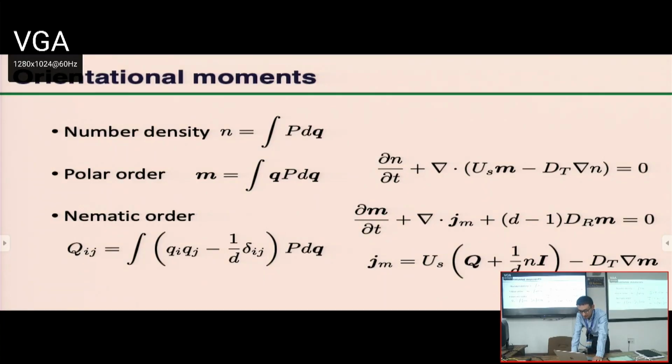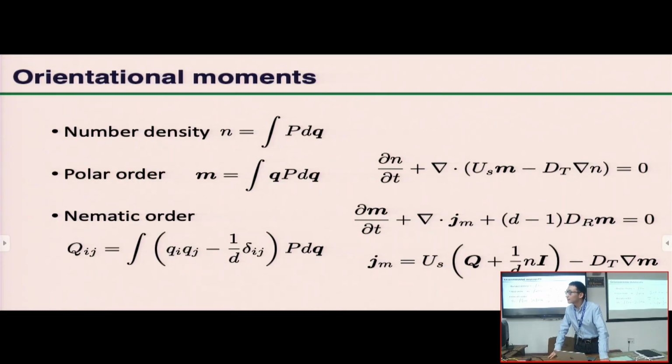So number density is not conserved, but polar order is. Actually, it's not. That's a key point here, and you can see it from the structure of the equation. Whenever you can write a field in conservation form, then you know it's conserved. In this case, it's not. And D_r would be, or 1 over D_r is the decorrelation time.